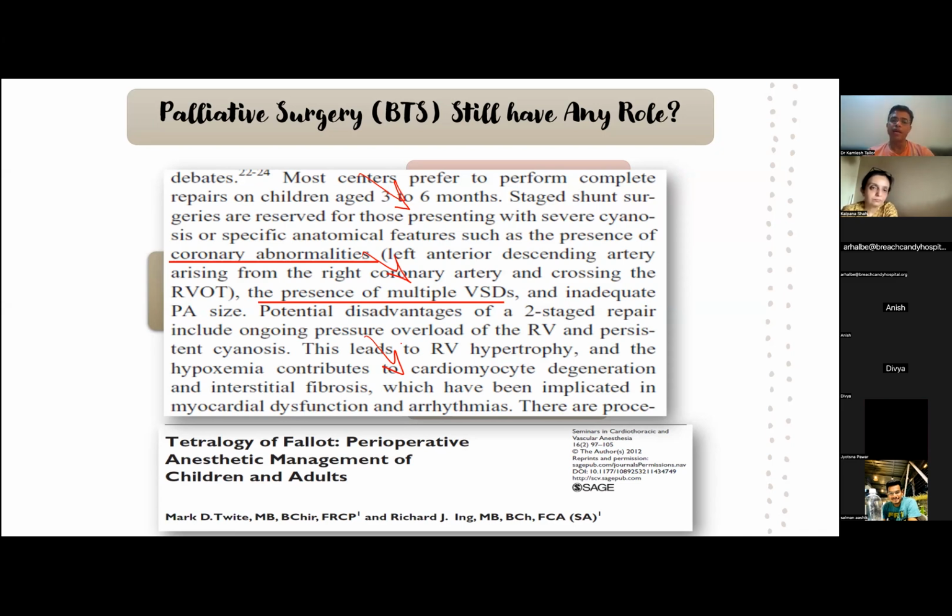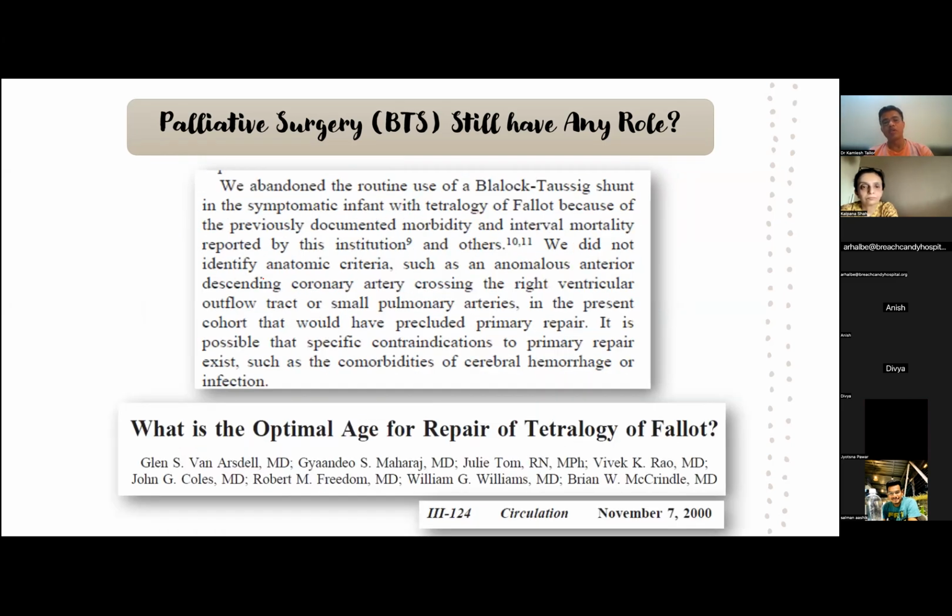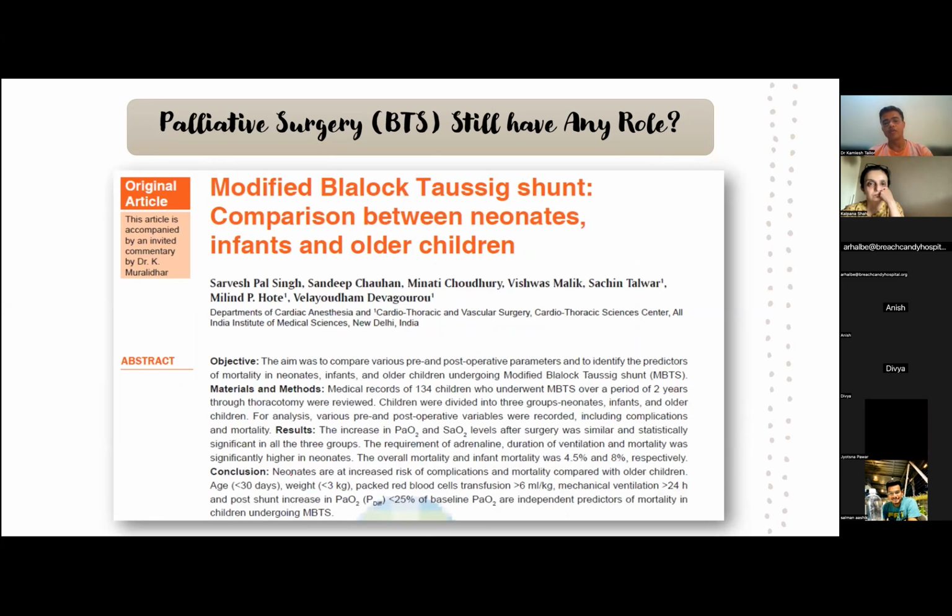indication to perform palliative surgery is reducing, only in the presence of coronary abnormalities, presence of multiple VSDs. Some of the centers are performing it. But some of the good centers are mentioning that they have abandoned performing BT shunt, and they perform total correction at whatever the age group is. As I mentioned in my previous slide, in India, many of the centers still wait till around 6 to 9 months. But this paper from SickKids Canada, they mentioned that they have not done this, and then they presented their reports. And I'm not going to go into the detail about how their results are.